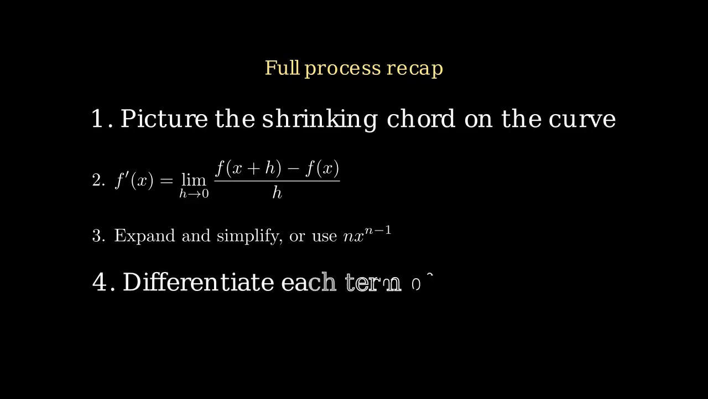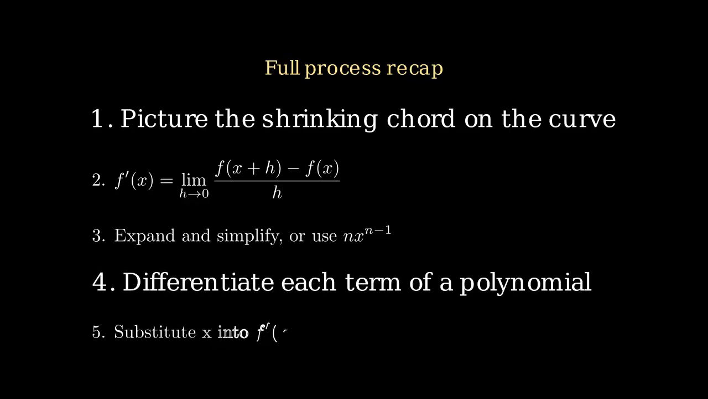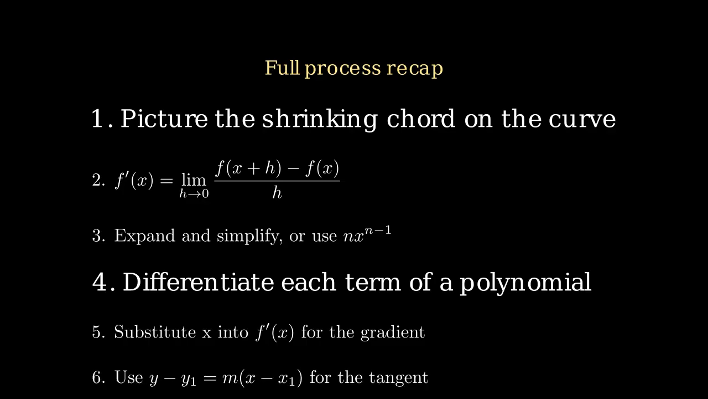Step 4. Differentiate a polynomial term by term. Step 5. To find a gradient at a point, substitute that x value into the derivative. Step 6. To find the tangent line, substitute the gradient and the point into y minus y1 equals m, open bracket, x minus x1, close bracket.